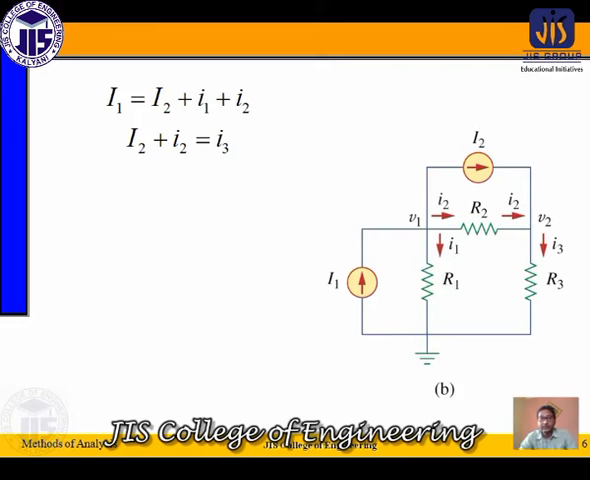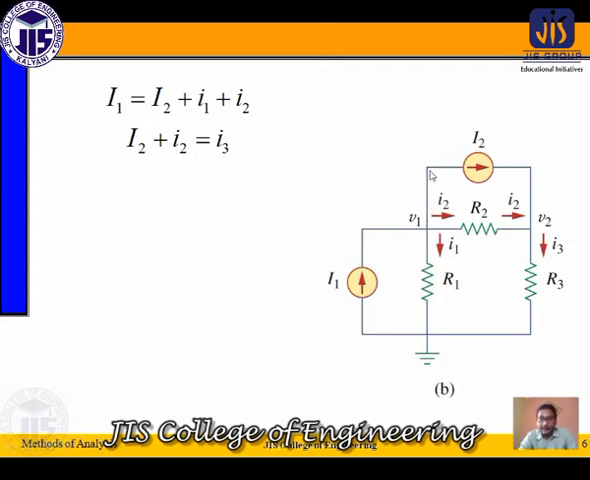How can we solve the circuit? For this node with voltage V1, what do you know? As per KCL, the summation of all incoming currents for this particular node is equal to the summation of all outgoing currents. So for node 1, where the voltage is V1, which one is the incoming current? This I1 current is going into the node.